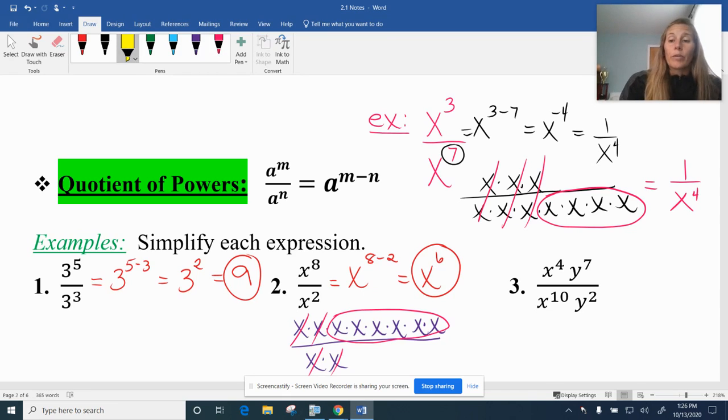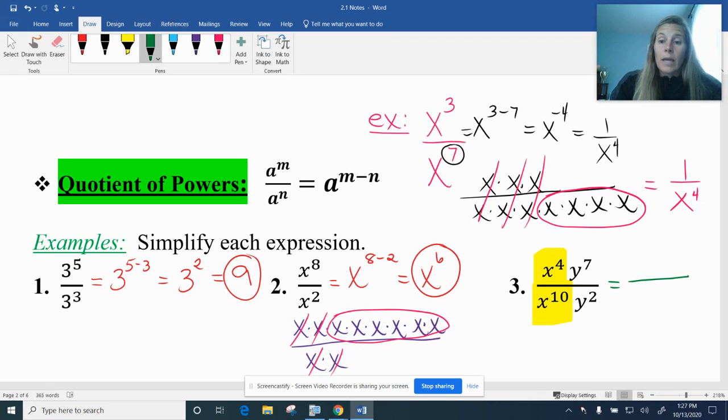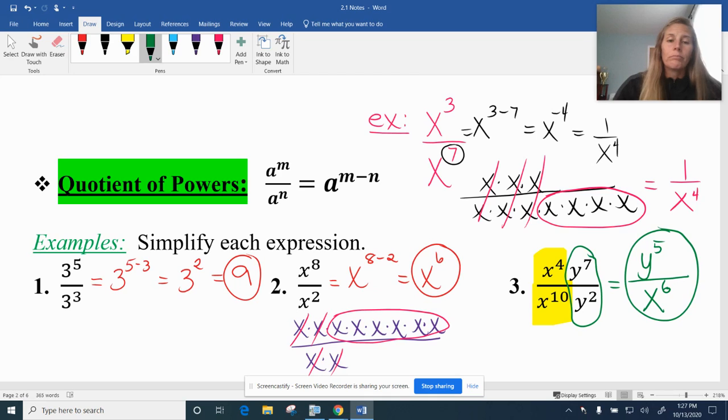Okay, so for number 3, I have these two x's. So right there is a good example. I have 10 x's on the bottom and 4 on the top. So 10 minus 4 is 6, and my answer is going to go on the bottom because that's where I had more x's to begin with. When I look at my y's, though, 7 minus 2 is 5, but that answer is going to go on the top because my 7 is bigger than 2, and that was on the top.